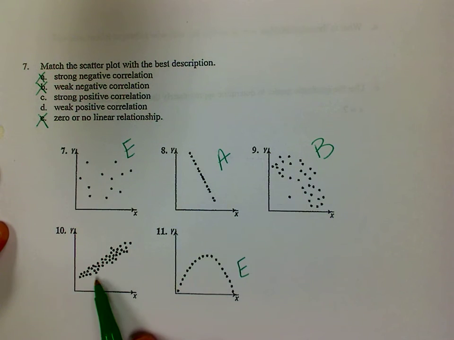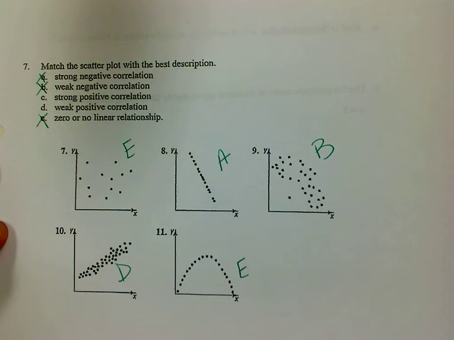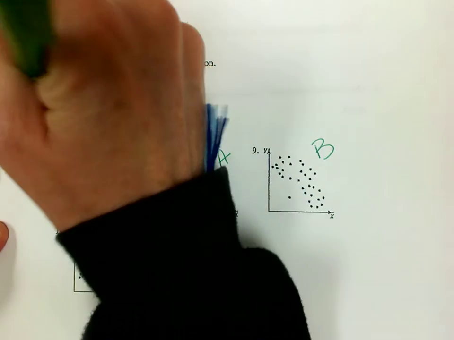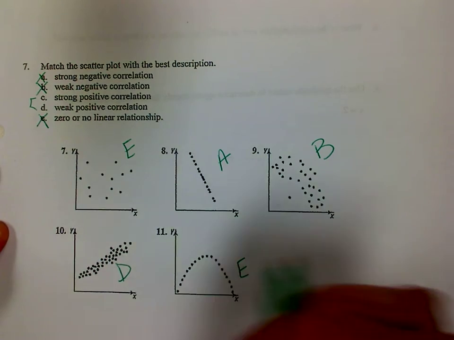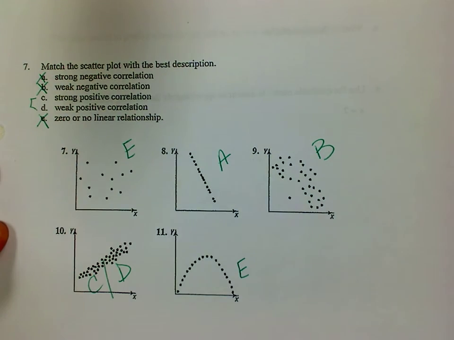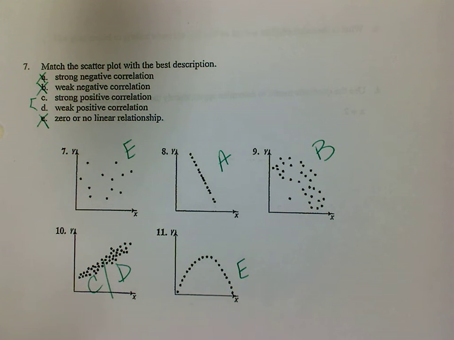This one, it does not make a perfect straight line. You can tell it's going up, so I would probably say this one's D. If you also said it was C, that would be okay too. I would accept C or D. It's more D though, I would believe, because it doesn't make a nice straight line like this one does.